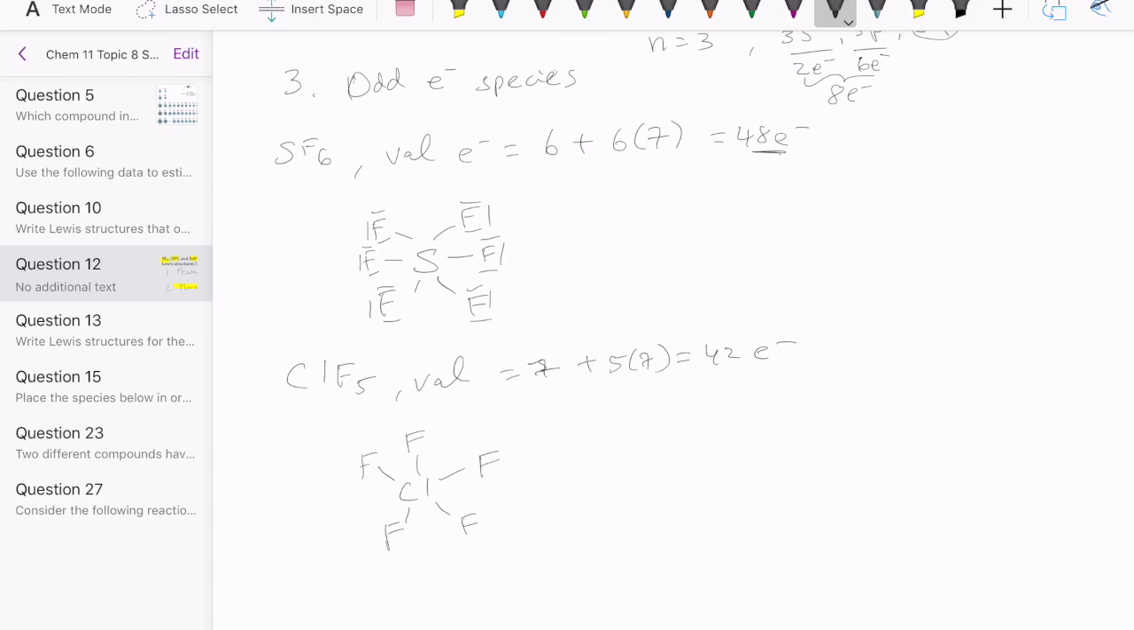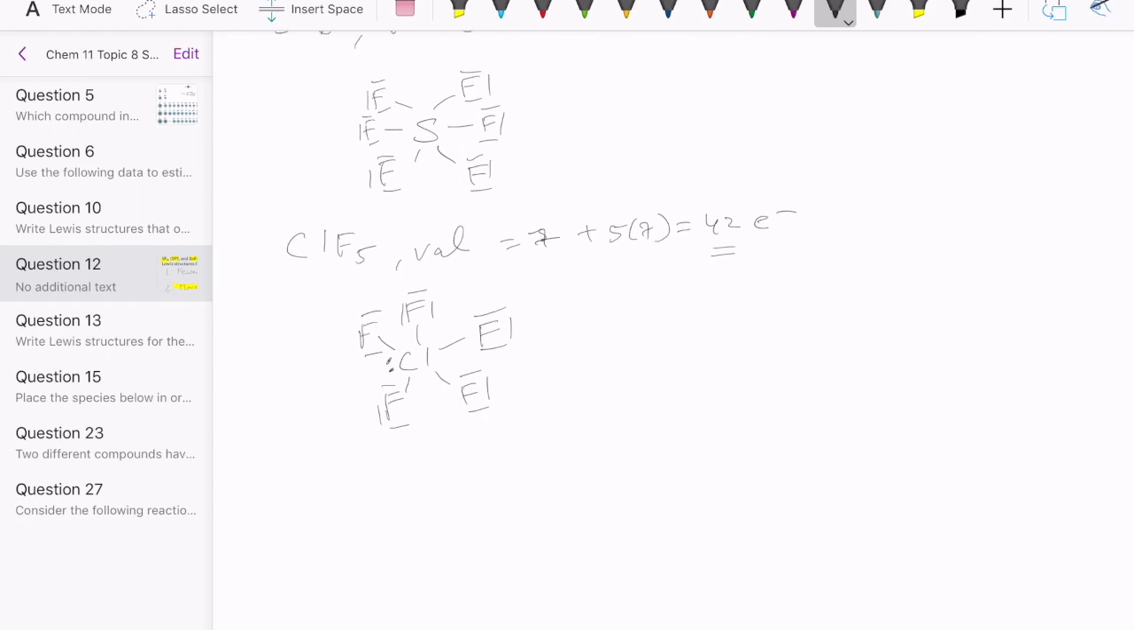Completing the structure, we put 3 pairs around each fluorine to make it 8 total with the bond to chlorine. Now if we count, we have 4 pairs of electrons around each fluorine times 5, that's 20 pairs, which means 40 electrons. Since we have 42, we need another pair, and that last pair should be on the chlorine itself. The chlorine can violate the octet rule, but the fluorine cannot. So that's why we draw it that way.